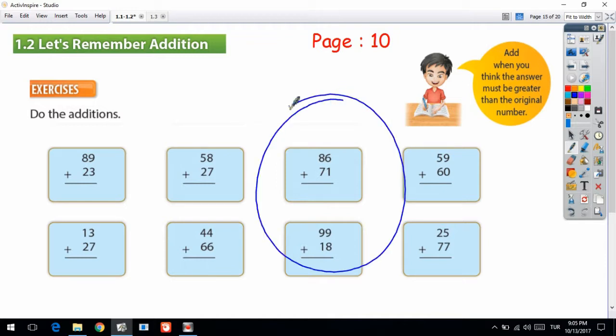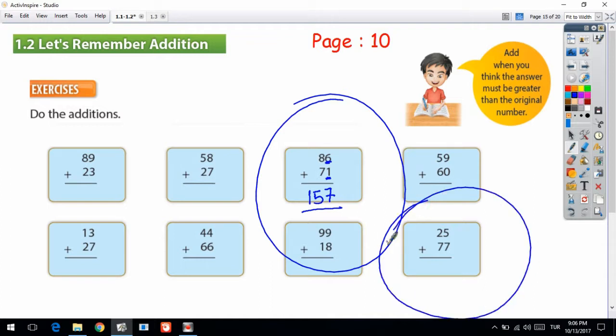So there are two numbers to add. First 86, then 71. First we have a rule to add the numbers. We will start from the ones digit. So now let's start. 6 plus 1 is equal to 7. I am writing the answer in the same digits. Then we are in the tens digit. 8 plus 7 is equal to 15. Your answer is 157.